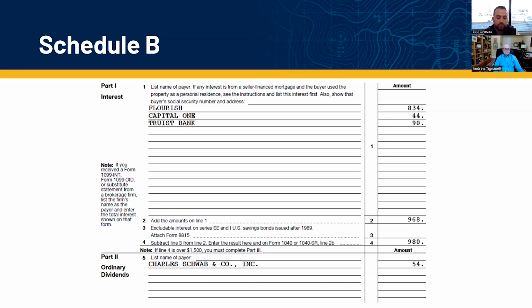And then part two is if you've got a brokerage account, that's where you'll find the dividend amounts that you've received for the year. So if you've got a Vanguard account, Schwab, Fidelity, any of those, you're going to find those dividend numbers in part two. Right. And then you see that our really cool online savings Flourish is where that's going to be reported.